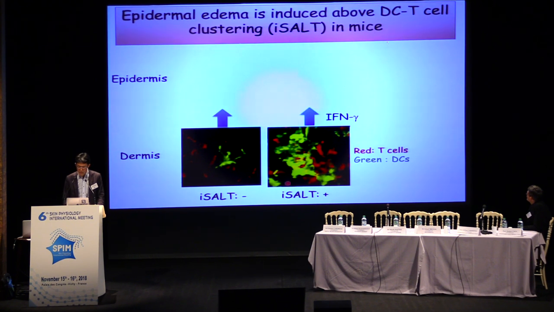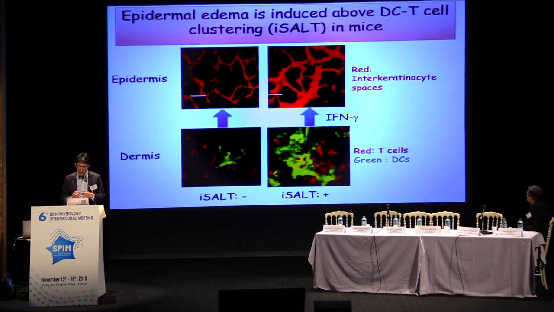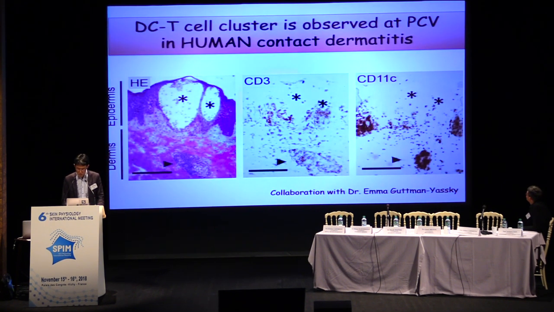And just above this DC T cell cluster, this red one is keratinocytes, suggesting epidermal edema occurs just above the iSALT area. So this is an iSALT area, and you can see very strong epidermal spongiosis exists, even in this human contact dermatitis.